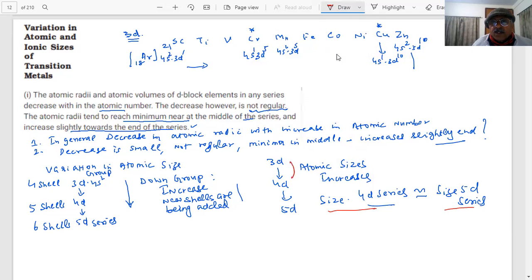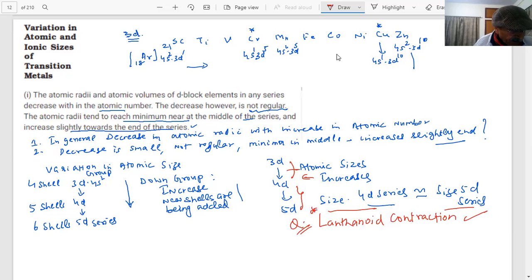This is increased, but here we don't get that increase which is expected as we go down the group. This decrease in size of the 5D from 4D is called lanthanoid contraction, students. Very important question for the paper. Important, very important. I'm putting a star on this. This question has been asked so many times.